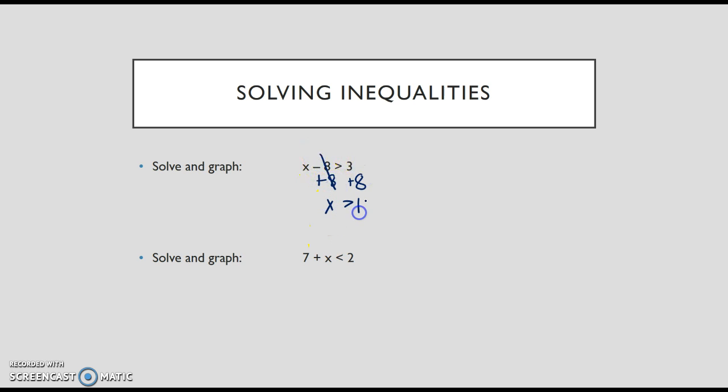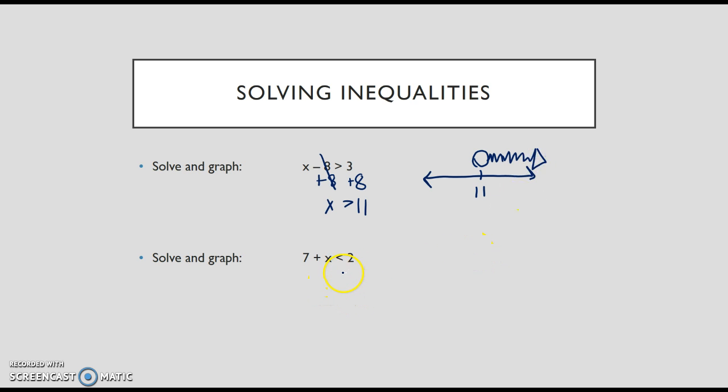So then x is greater than 11. Okay, we'll do a quick graph here. I'm just going to put 11 on it. Greater than means I use an open circle. And then greater than, I'm pointing to the right, so I'm going to try to shade to the right.